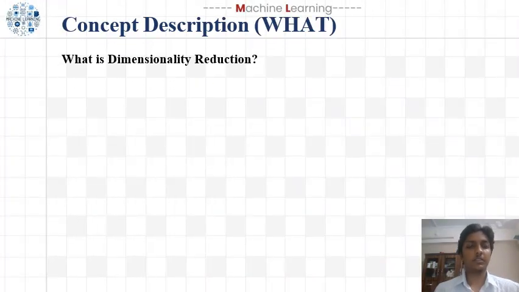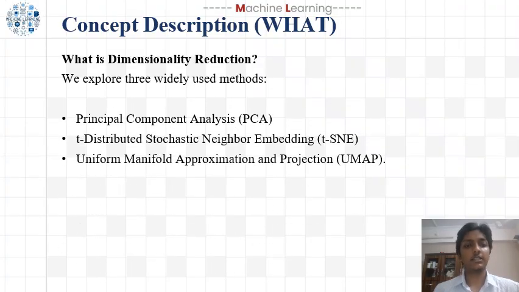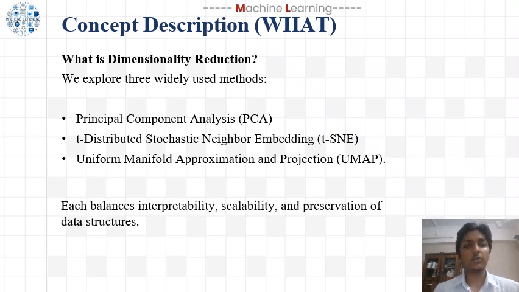Now, what are the methods of dimensionality reduction? Typically there are three methods which are widely used. First is principal component analysis. Second is t-distributed stochastic neighbor embedding. And third is uniform manifold approximation and projection. Each of them balances interpretability, scalability, and preservation of data structures.